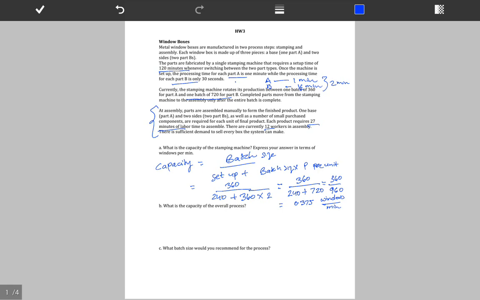Now, the next question is, what is the capacity of the overall process? Recall, in any process, the process capacity is driven by the minimum capacity in the process. The first one is the stamping machine, and we know the stamping machine's capacity is 0.375. The only other candidate for the bottleneck is the assembly operation, and the capacity for that one is given: there are 12 workers and it takes 27 minutes to finish.